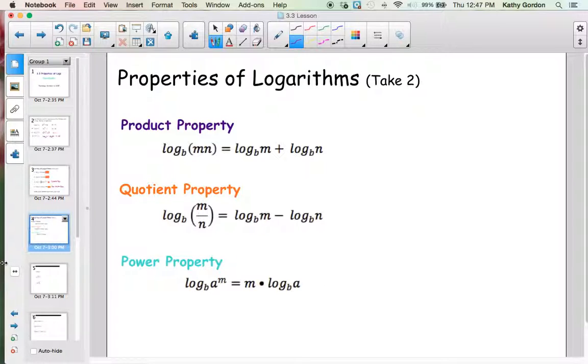So hopefully these look a little bit familiar to you. You should have at least seen them last year. We have the product property, the quotient property, and the power property. The product property says if I take the log base b of m times n, there's my product, that is equivalent to just taking the sum of the logs of each factor. So taking the log of the m plus the log of the n and keeping the same base consistent.